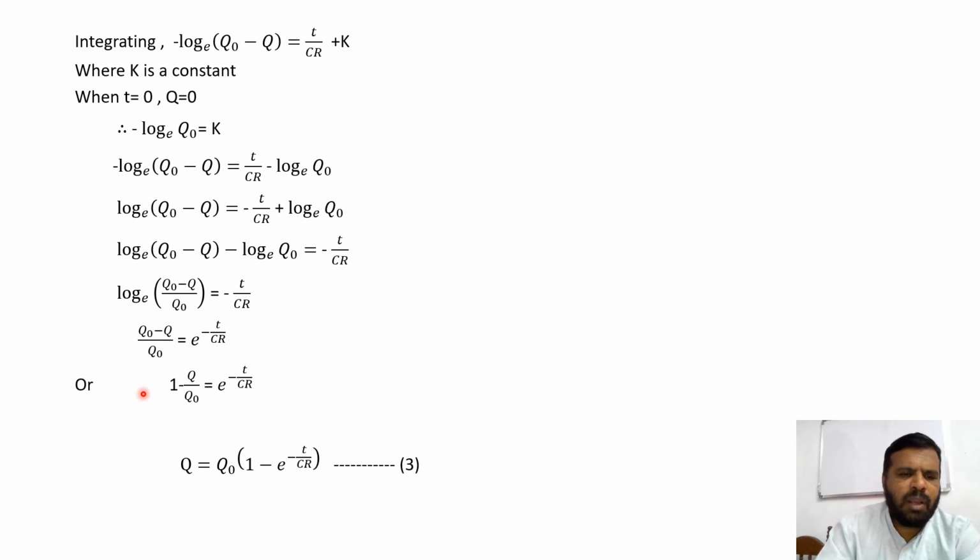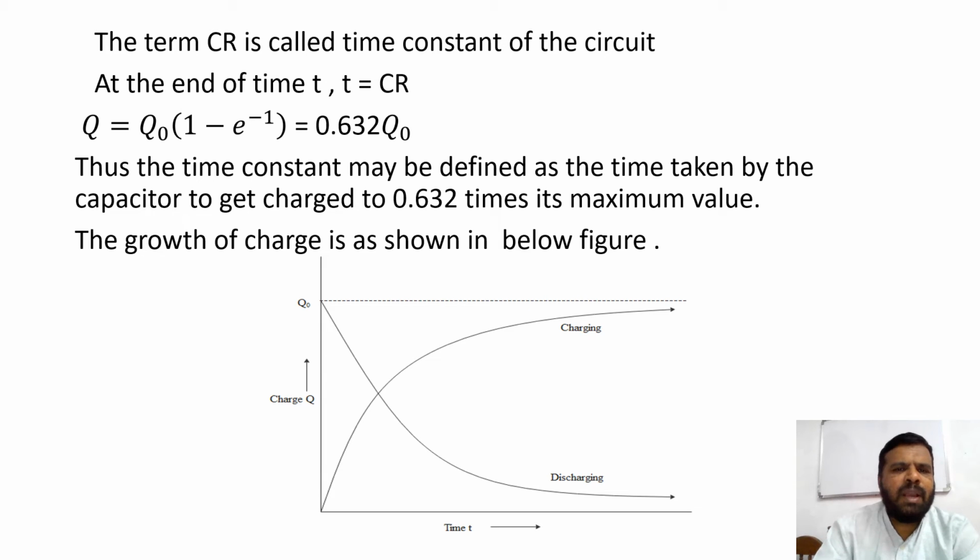Or this equation can also be written as 1 minus q divided by q₀ is equal to e raised to minus t divided by CR. Or this equation can also be written as q is equal to q₀ into bracket 1 minus e raised to minus t divided by CR. Call this equation number 3. The term CR is called the time constant of the circuit.